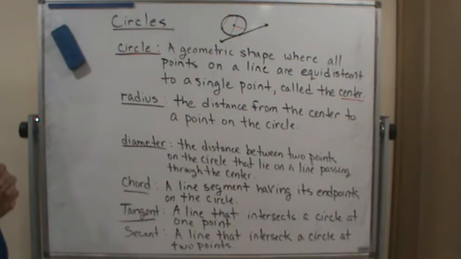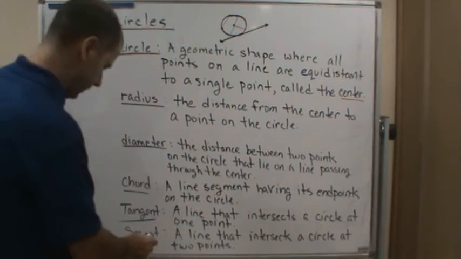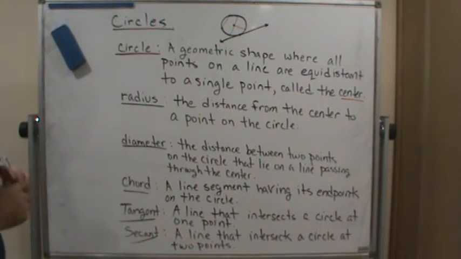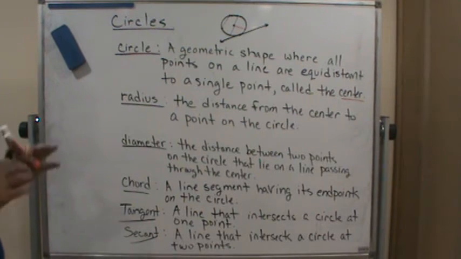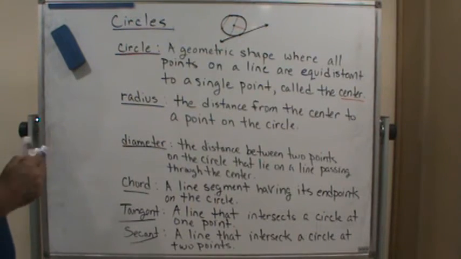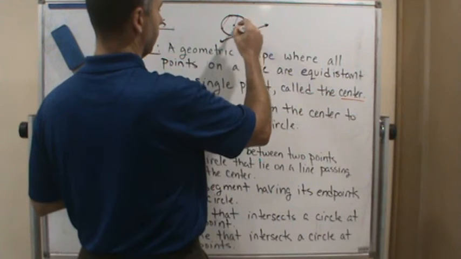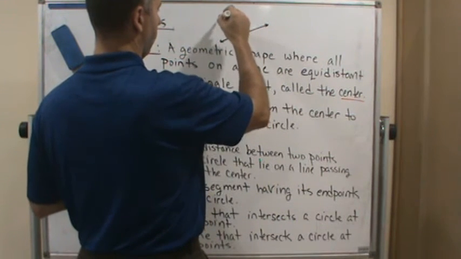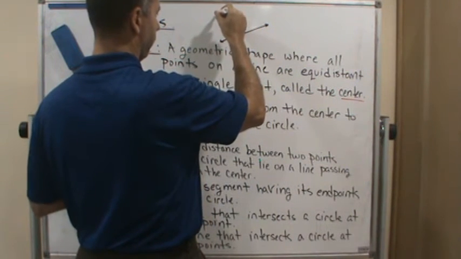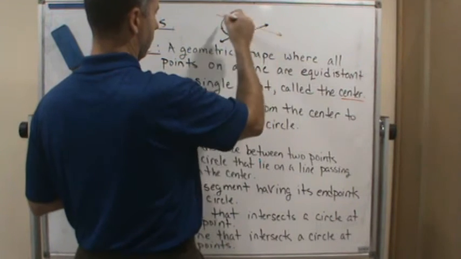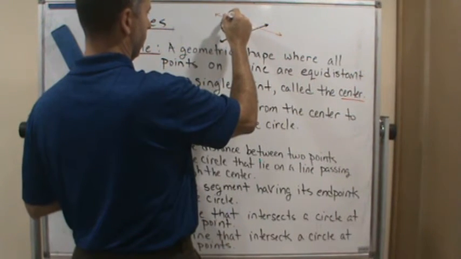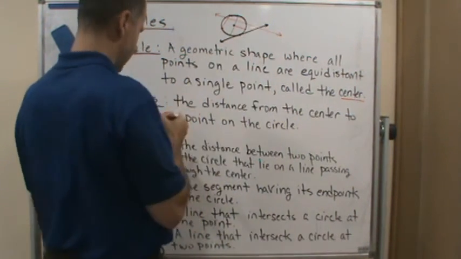Okay? And then finally, a secant line. A secant line is a line that intersects the circle at 2 points. So a secant line would be something maybe like this, right? So it could go this way. It intersects at 2 points.